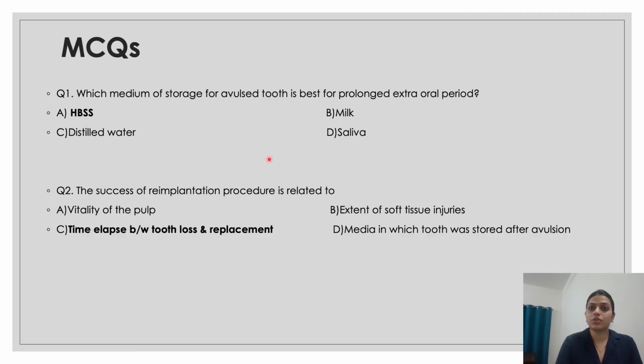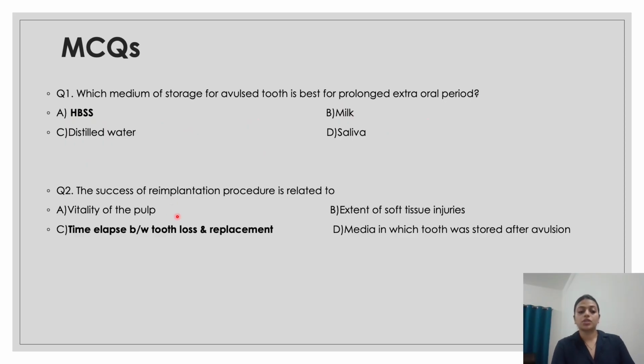There have been studies going on several natural products also these days, like aloe vera juice and egg and coconut water, other than distilled water, milk, saliva. So always the best preferable medium is Hank's balanced salt solution.